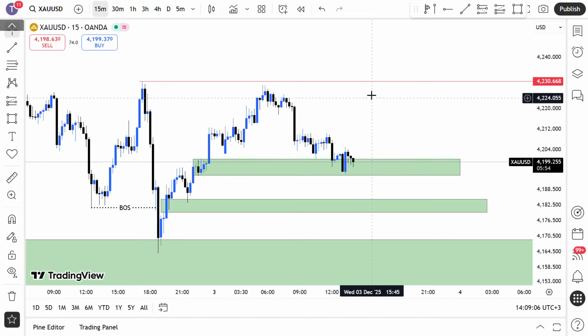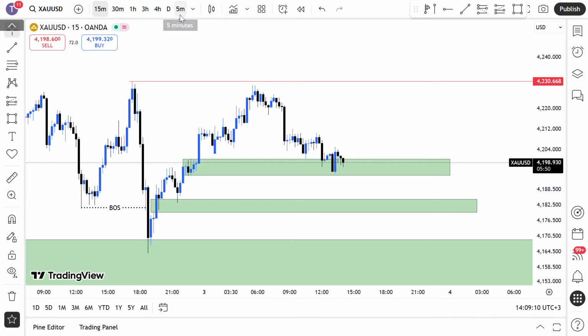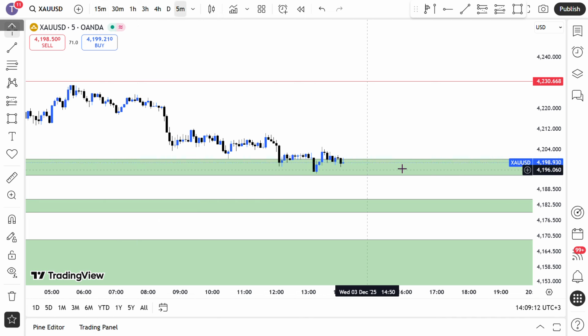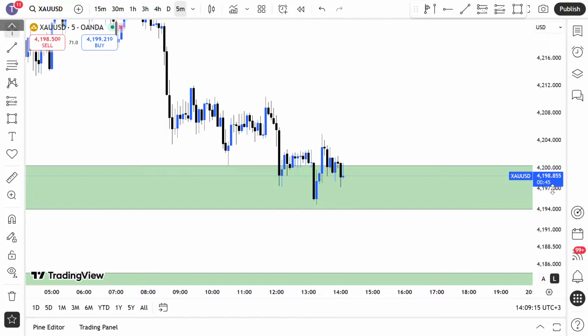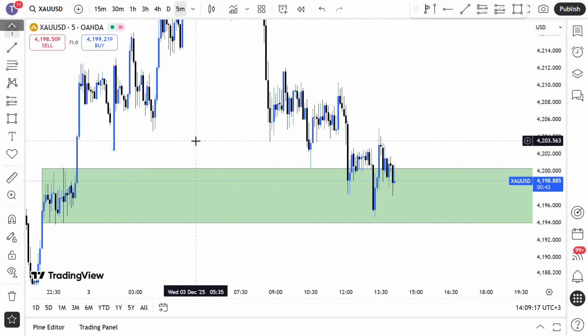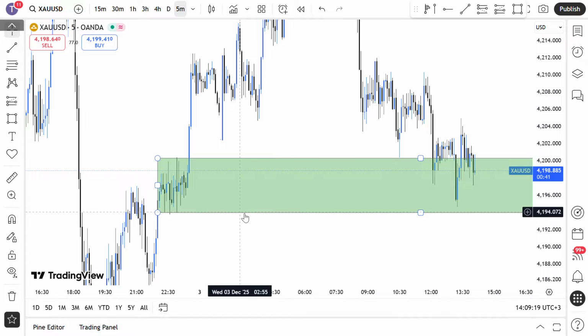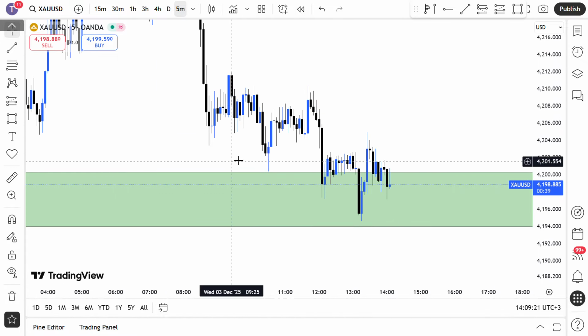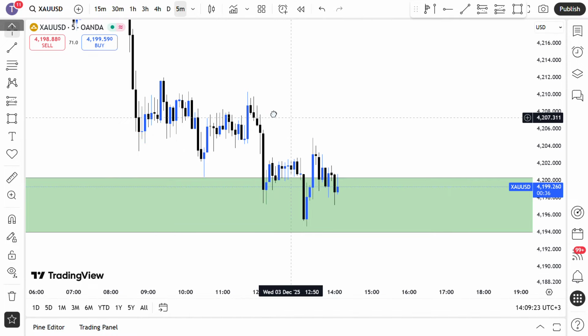And that means I'll be looking for more buys to the upside. So coming into the 5 minutes time frame, I want to see what is happening at this point. At this point, we can see that price is trying to react from this order block. So let's wait to see what price will be doing.